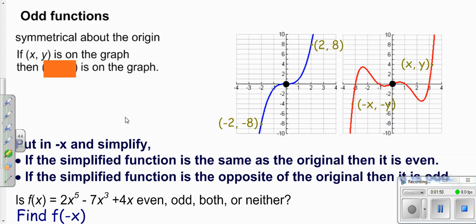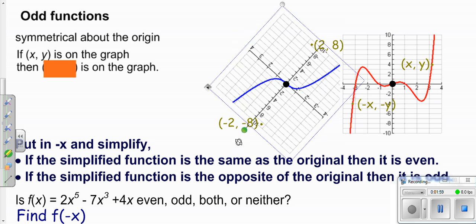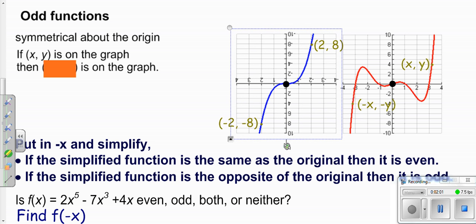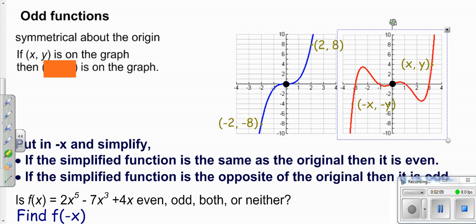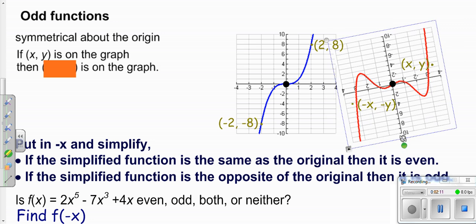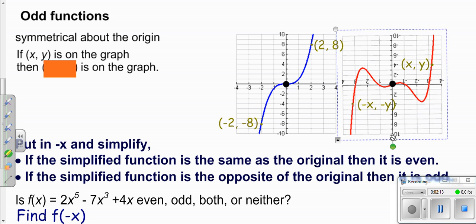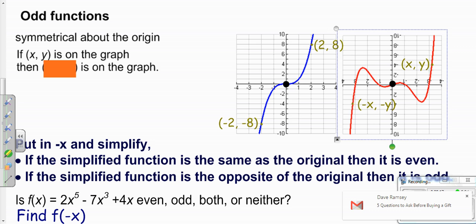Now we're going to talk about odd functions. Odd functions are symmetrical about the origin. So if I would take this point right here and rotate my graph 180 degrees about that point, I would get the exact same graph. And you'll notice I do get the exact same graph. Or same idea here. If I would take this, rotate it 180 degrees about my origin, I do get the exact same graph.